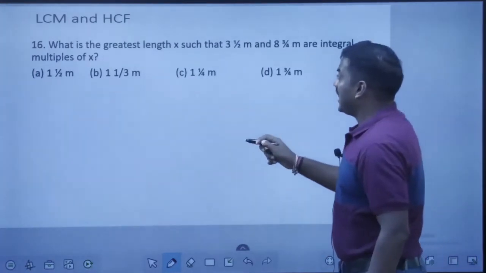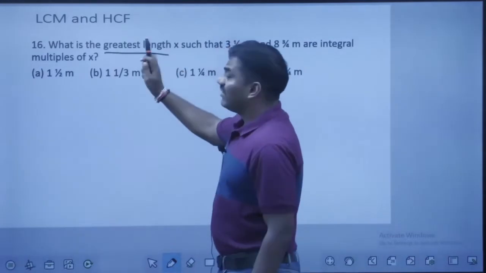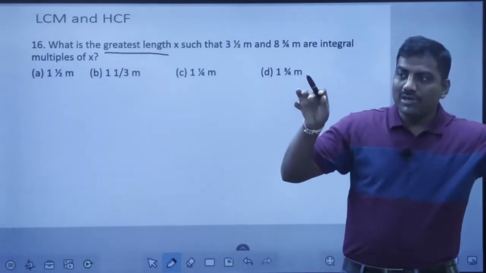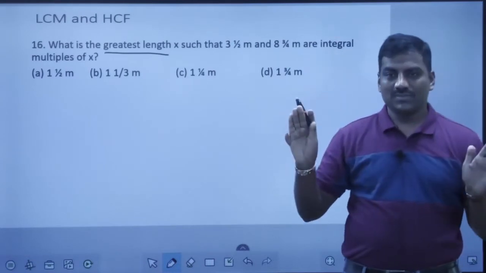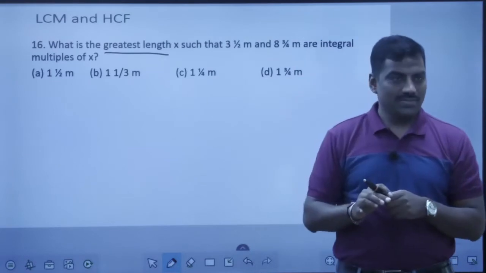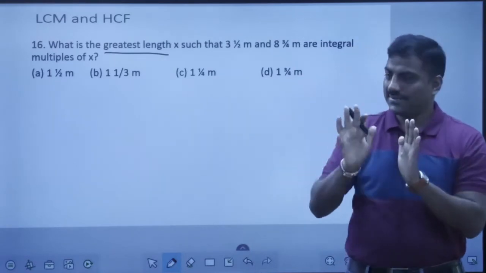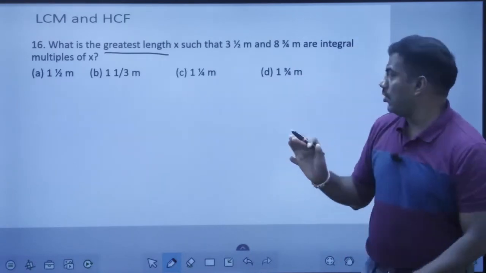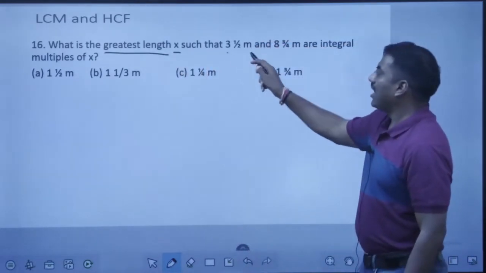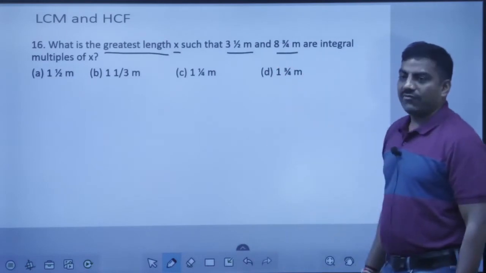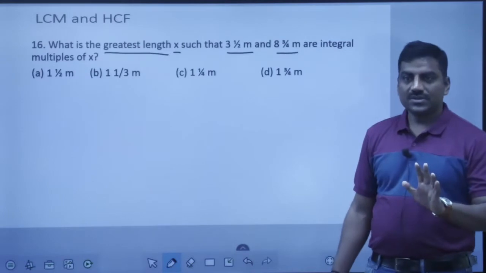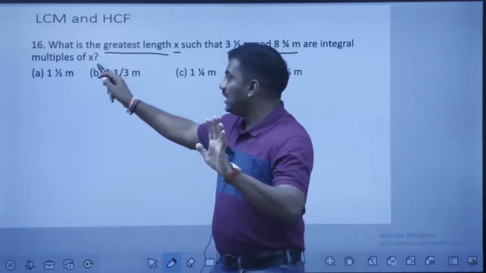What is the greatest length? See, this is always confusing, okay? They are asking greatest length. Usually our mind will go towards LCM. Highest common factor. Still we are finding the smaller one. In the factors, that is the highest. Okay? So, the greatest length x such that 3.5 meter, 8 integer 3 by 4 meter are integral multiples of x. Hold on. Multiples of x.